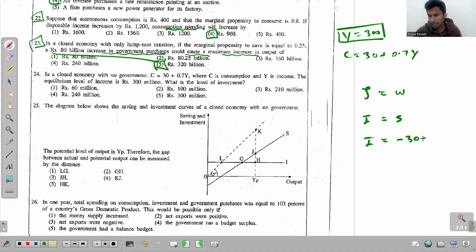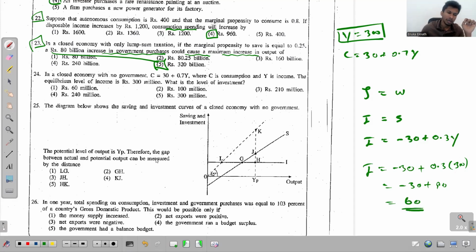So what's the function of savings? If the consumption function goes as 30 plus 0.7 into Y, the savings function goes as minus 30 plus 0.3 into Y. And we all know that Y is given to us as 300. So I is equal to minus 30 plus 0.3 into 300, which will be 90. So the final answer is 60. So investment in the economy is 60 million. So the answer for this question 24 is the first one.